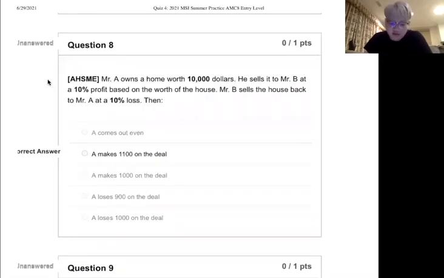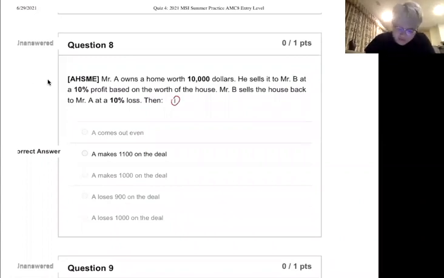Mr. A owns a home worth $10,000. He sells it to Mr. B at a 10% profit based on the worth of the house. Mr. B sells the house back to Mr. A at a 10% loss. Then what happened? So there are in total 2 transactions in this problem.